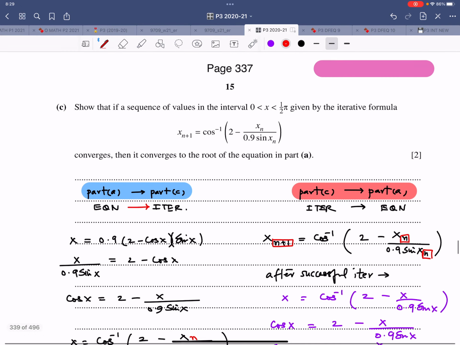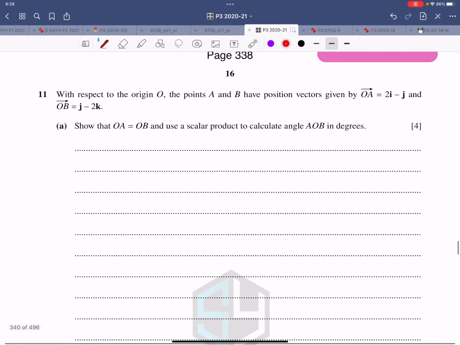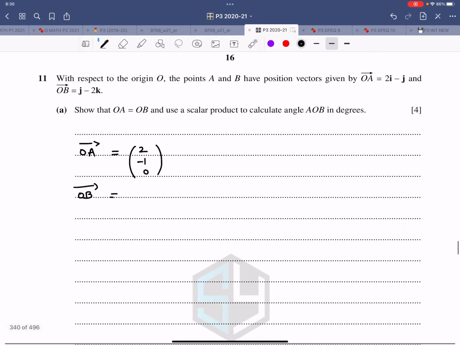Now this looks like the last question. Let's see what's in there. So now the question says, with respect to origin O, the points A and B have position vectors such and such. So it's not a 2-dimensional vector. One of the terms is missing. So OA is 2i, minus j, and k is 0. So this is 2, J is minus 1, K is 0. Similarly, what is OB? OB, i is missing, that is 0, and then it's a 1, and then it's a minus 2.